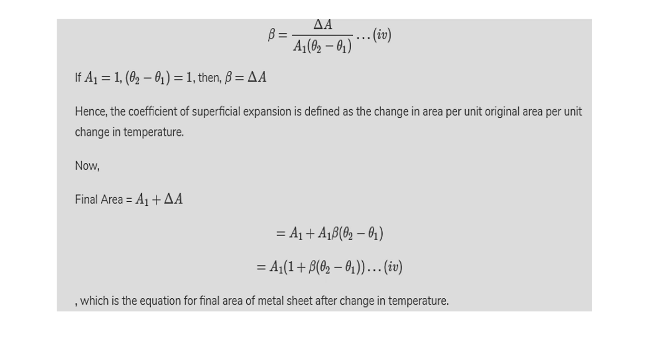Again, the final area will be A2, and that will be equal to A1 plus change in area delta A. By putting the value of delta A, you will get A1 plus A1 into beta into θ2 minus θ1. By taking A1 common, you will get A1 into 1 plus beta into θ2 minus θ1. And that is the equation for final area of a metal sheet after changing temperature.